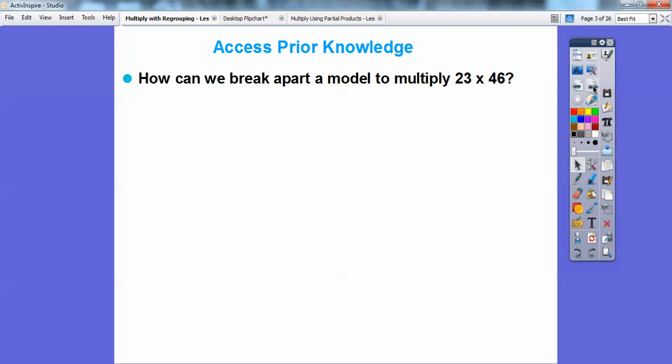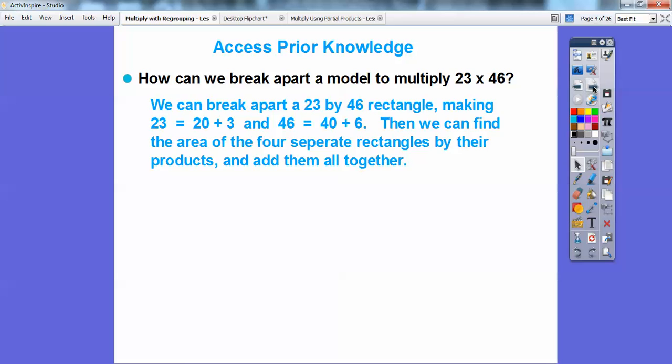So for example, how can we break apart and model to multiply 23 times 46? Do you remember doing the rectangles in the last lesson and the lesson before that? Well, we're not going to do it here, but we can talk about what we can do. We can break apart 23 and 46 by a 23 by 46 rectangle. So this would be 23, this would be 46, and we can make 23 into 20 and then 3, and 46 into 40 and 6.